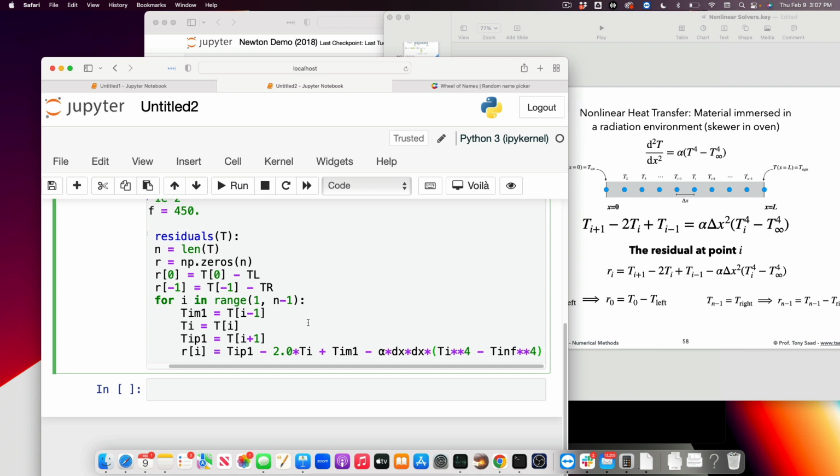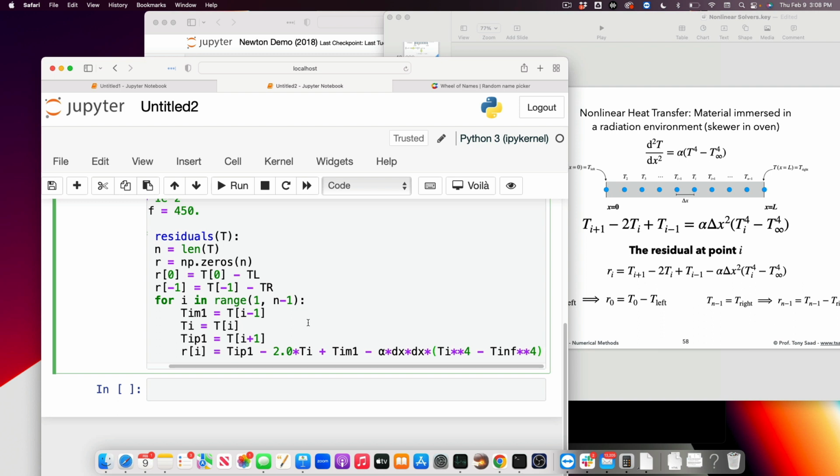Why is the range from 1 to n minus 1 instead of n minus 2? Because it's an open interval at the end. The range function doesn't hit the last point. It hits the one before last. So Ti minus 1 is basically Ti minus 2. No, this is correct. This is saying at i equal 1, this would be T0 and this would be T2, right? So R1 is T2 minus 2 T1 plus T0. So it's exactly as it is. Just the end points, the first and last points, we had different information for them.